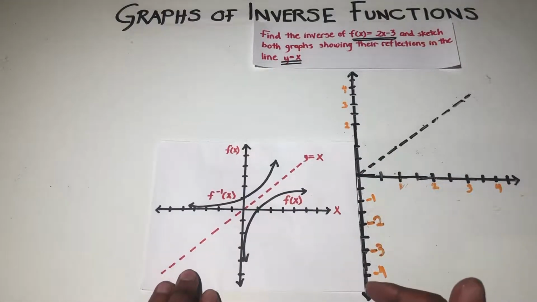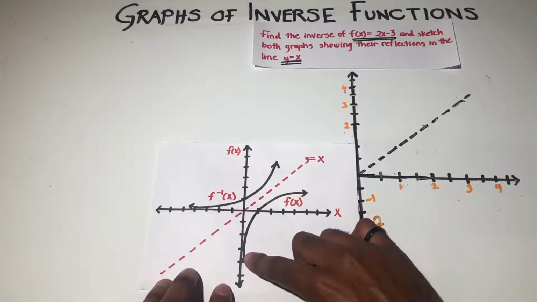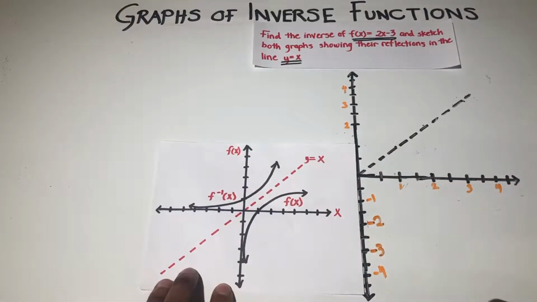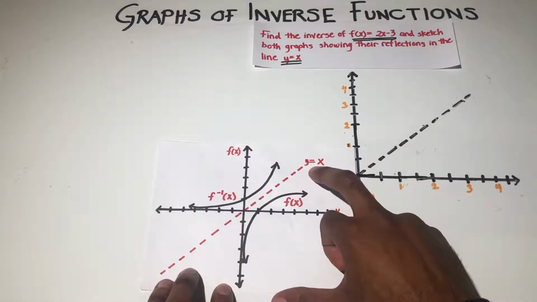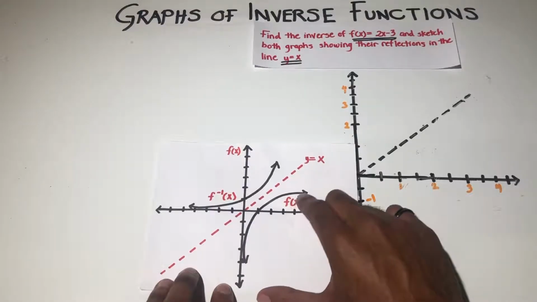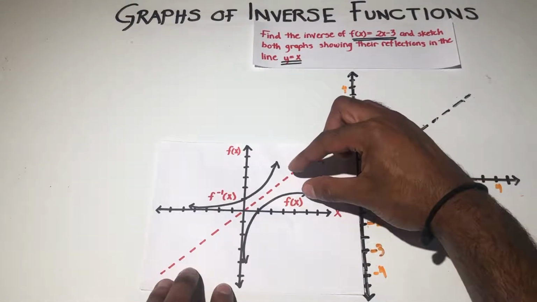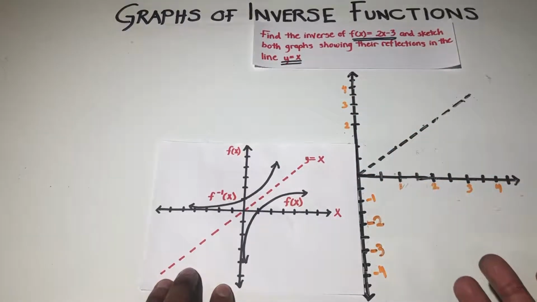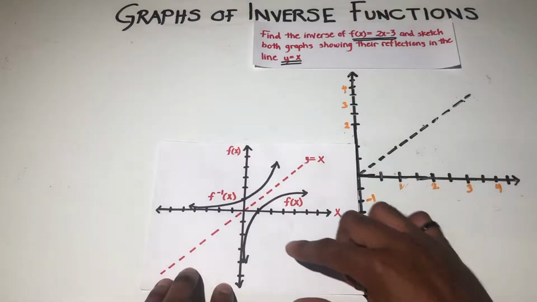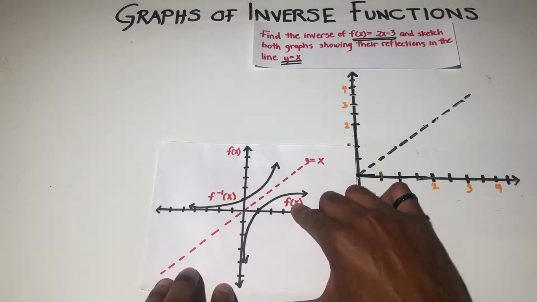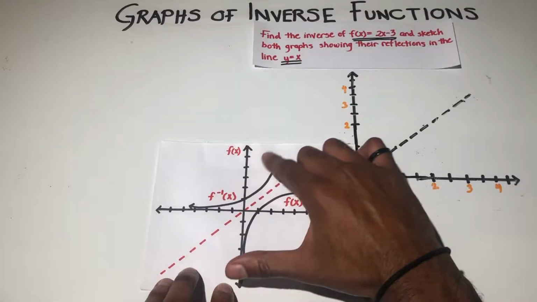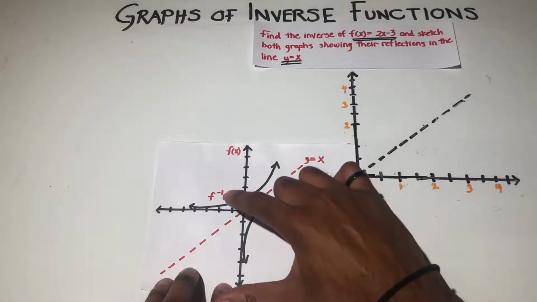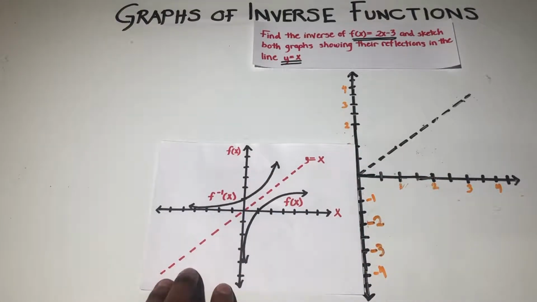Now, I just went ahead and graphed some function. We have f of x, and then I graphed its inverse, f inverse of x, across the line y equals x. So what this is saying, basically, is this is a reflection. If you just mirror this across y equals x and vice versa, they're just reflections of each other. The x values of f of x become the y values of f inverse of x, and the y values of f of x become the x values of f inverse of x.